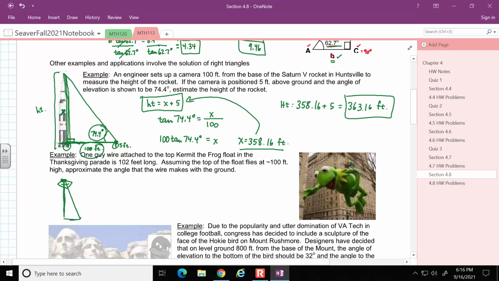And I'm gonna sketch this out for you because I want you to understand, one, that's going to be a 90-degree angle, just kind of an assumption here. And two, we're going to say that it's to the ground and not to a person holding the guy wire. So we're making some assumptions here. So this guy wire, we're saying, is 102 feet long. And we're saying that distance to the ground is about 100 feet.